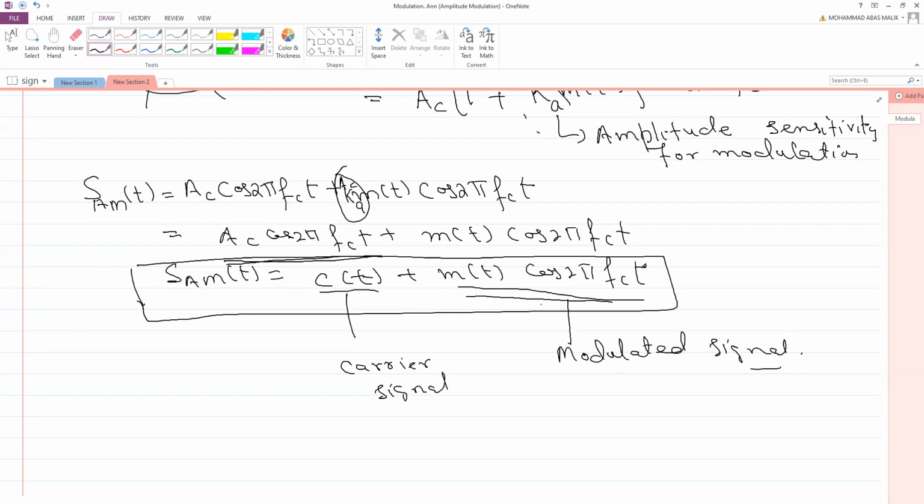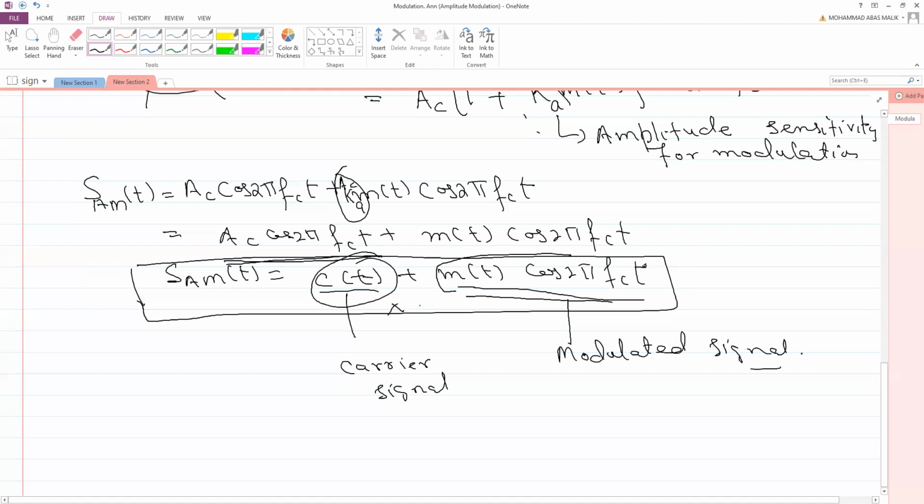Transmitter power will be wasted because of the additional carrier you are carrying, other than the information signal which you need. You don't need this signal. So that means power will be transmitted and wasted, but this helps in demodulation.